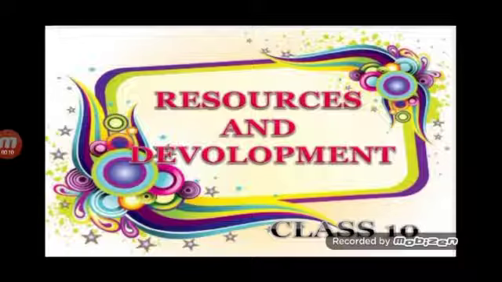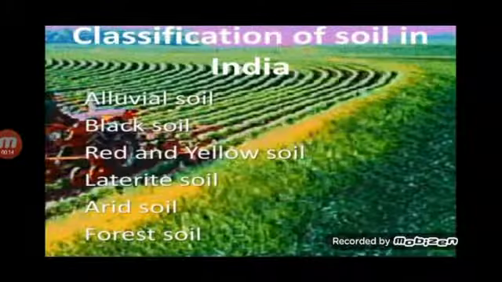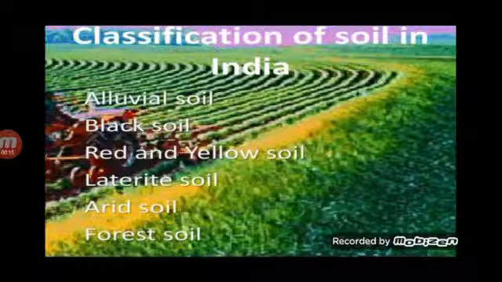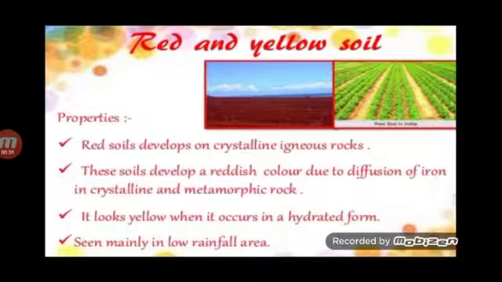Children, in our yesterday's lecture, we have classified the soil into different types, and in that we have completed the alluvial soil, black soil, and laterite soil. And today we will be studying red and yellow soil, arid soil, and forest soil. Let's start with the red and yellow soil.